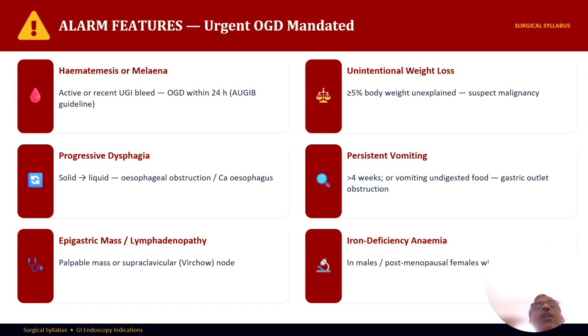Now, urgent esophagogastroduodenoscopy indications, when it is mandated urgently. These are what we call alarming features in any patient.